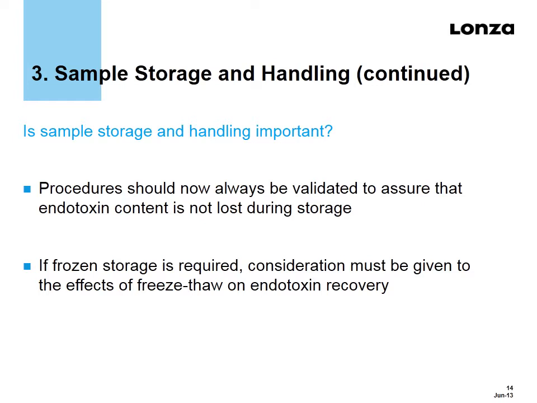If frozen storage is required, consideration must be given to the effects of freeze-thaw on endotoxin recovery. For example, a sample would be inoculated at 1 EU per mil, vortexed, and then aliquoted into separate vials, which are then frozen. At specific time intervals, an aliquot would be thawed and assayed, and this would continue for the length of time the firm wished to store the sample frozen.